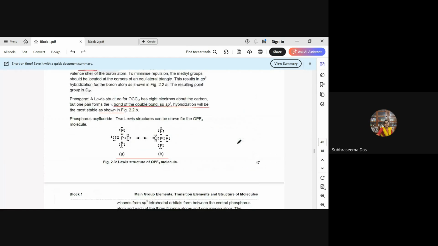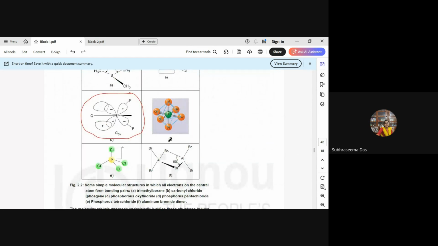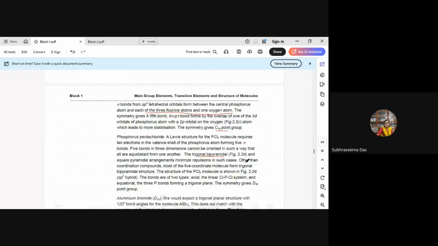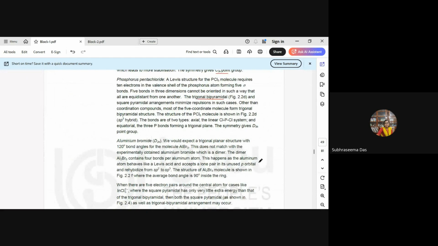So here in figure 5, this is the structure of phosphorus pentachloride. In phosphorus pentachloride, the bonds are of two types. One is the axial bond and the other is the equatorial bond, with the three equatorial bonds forming a trigonal plane. So the structure of PCl5 here is mostly TBP.